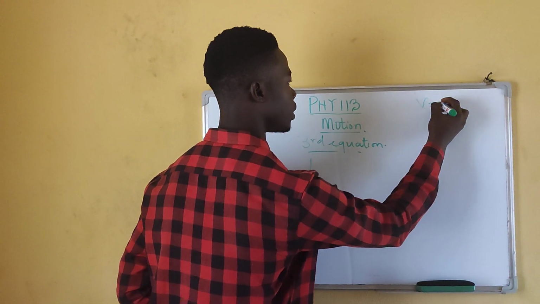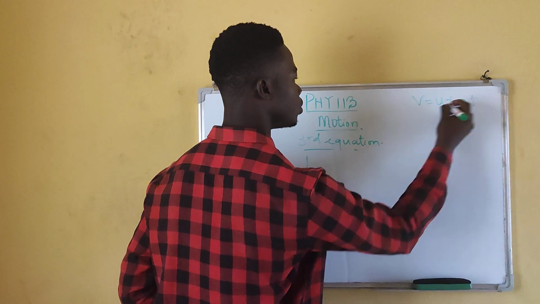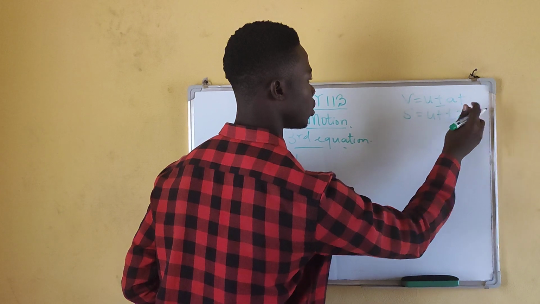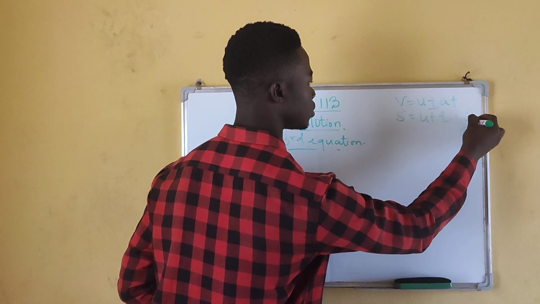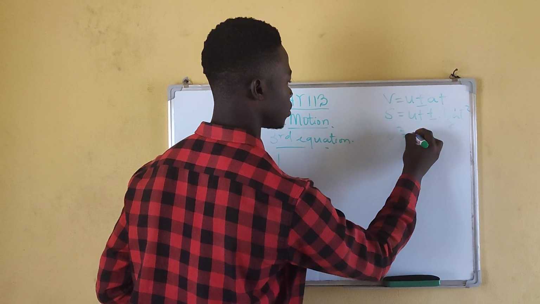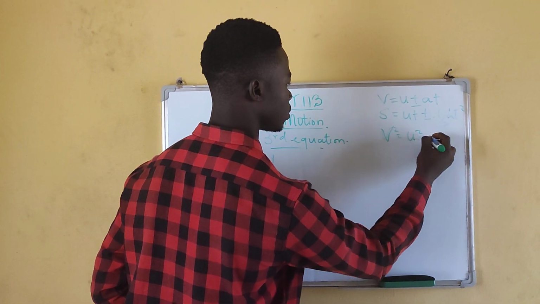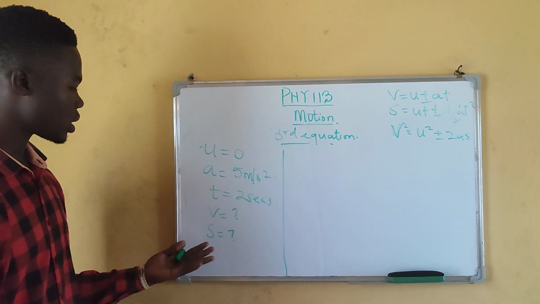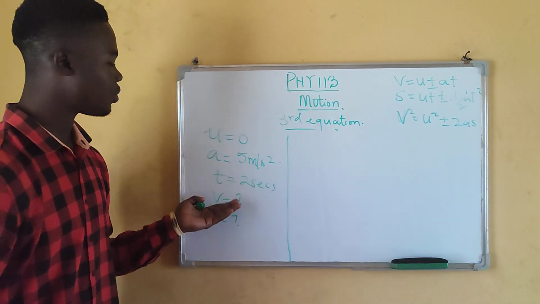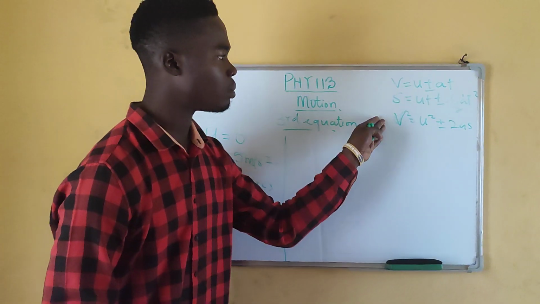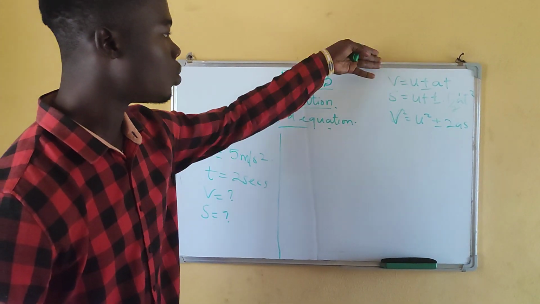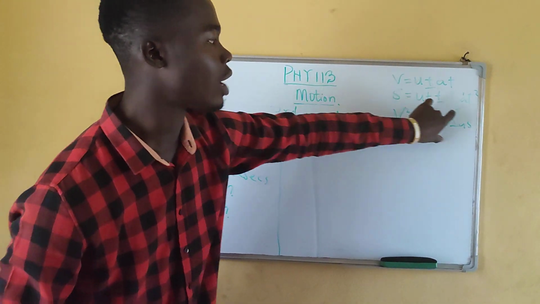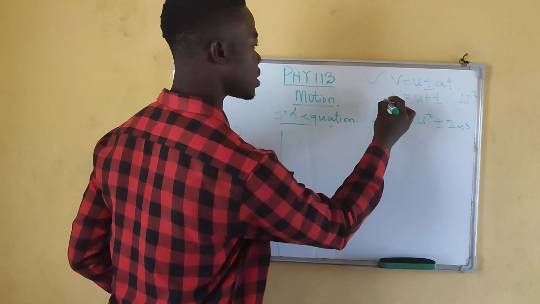Now, the question is, how do you know from these three formulas which one to use while solving your question? Let me just write it up here. Which one are you going to use? Now the question says, find the final velocity. Now you go back to the formula, check which of these formulas is having the final velocity. You could see this and this is having the final velocity. So this one is out of it already.